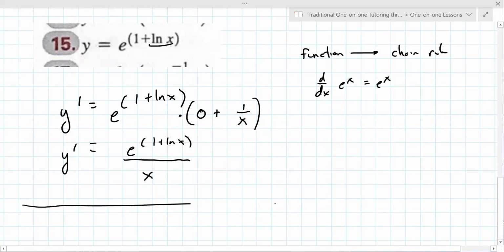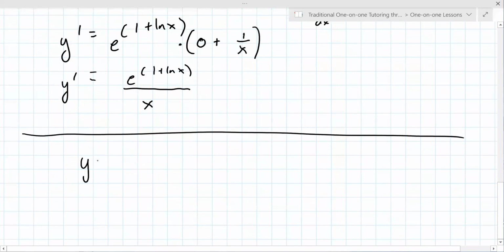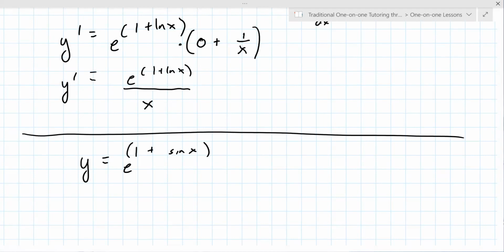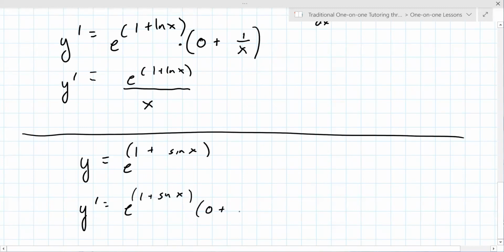Okay, so let's try at least one, maybe two like this. Let's say y equals e to the 1 plus sine x. So it'd be e to the 1 plus sine x times 0 plus cosine x.